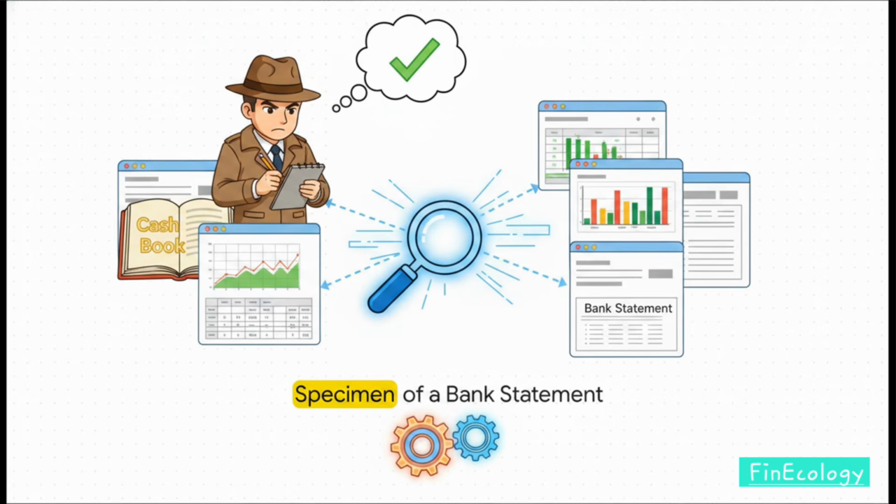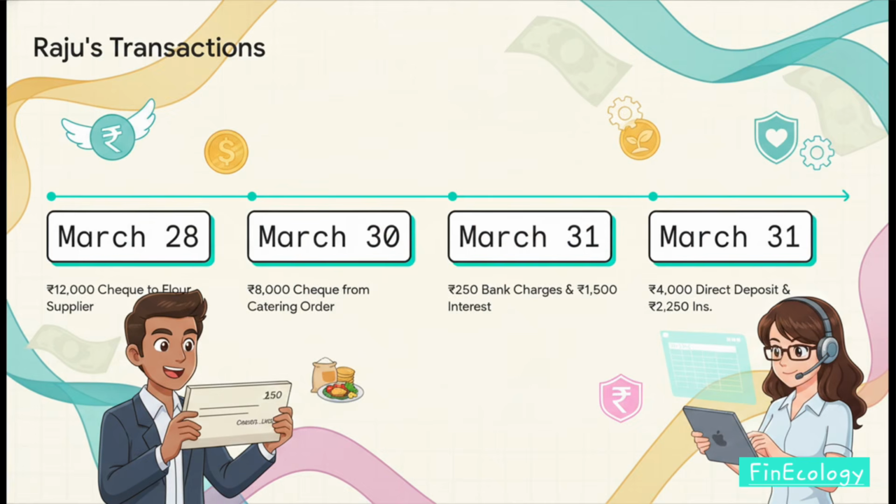Our job today is to cross-reference Raju's personal cash book with this bank statement so we can build out our evidence list. By comparing the two side by side, we can spot the exact moments where Raju's expectations completely diverge from the bank's reality. Okay, so after a thorough investigation of both books, we've compiled a timeline of Raju's real-world transactions over the last few frantic days of March. And this timeline right here holds the key to the mismatched balances.